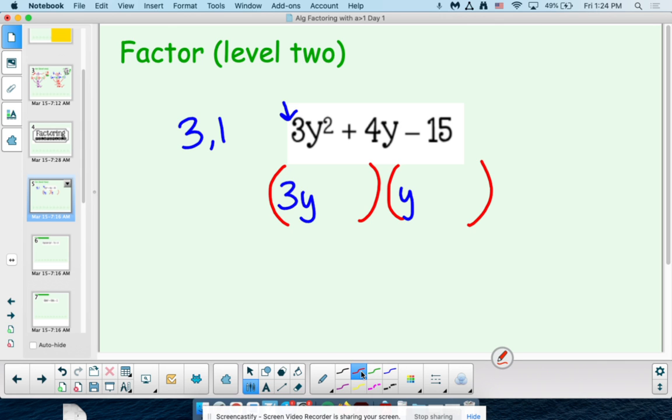So I got to look at my signs. I have a plus and a minus, so the only way to multiply to a negative number is a positive and a negative. But I don't know which one goes where, so I'm just going to put them here.